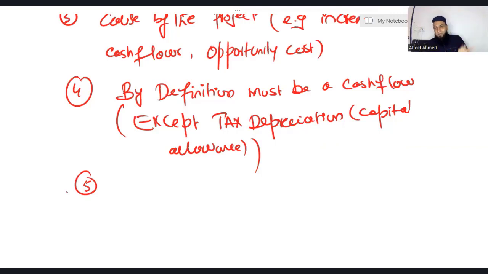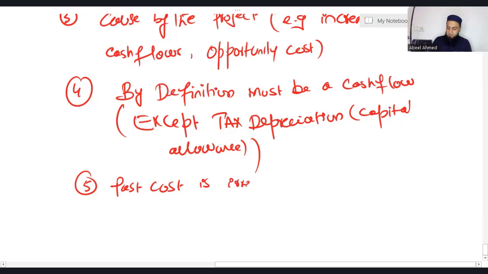So the cost which has been incurred in the past is irrelevant. Past cost is irrelevant. The name for past cost is sunk cost. So sunk cost is irrelevant.